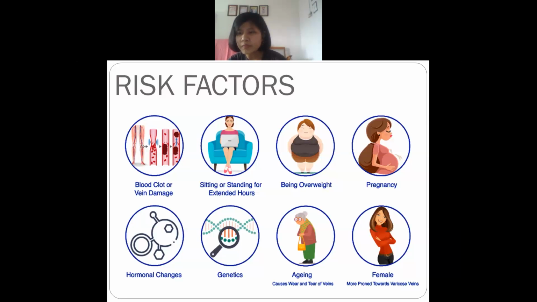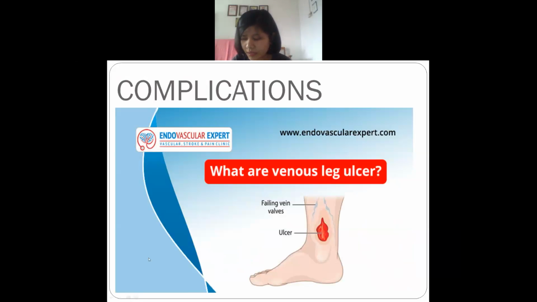Next is female. Females are most likely to have this varicose vein because of all these reasons: pregnancy, hormonal changes. For all these reasons, females are most likely to have this varicose vein. I hope it's clear.